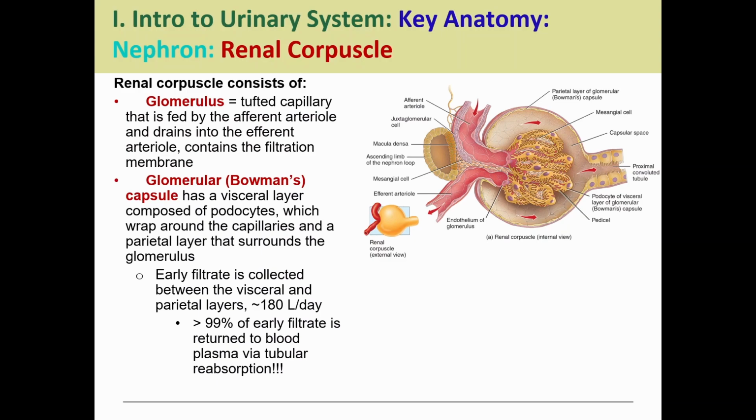The early filtrate gets collected between the visceral and the parietal layers. We're looking at about 180 liters a day. Now, obviously, you don't urinate 180 liters a day. Almost all of this is returned back to the blood. A lot of that early filtrate is going to have a lot in it, and as we travel through the rest of the nephron, we will reabsorb a lot of this to put back into the bloodstream.